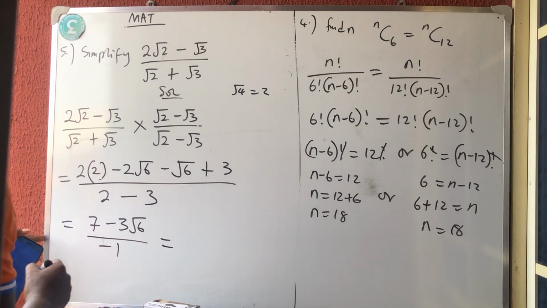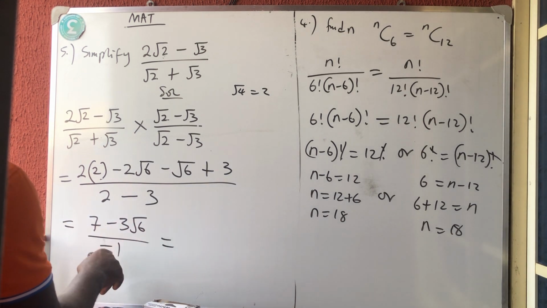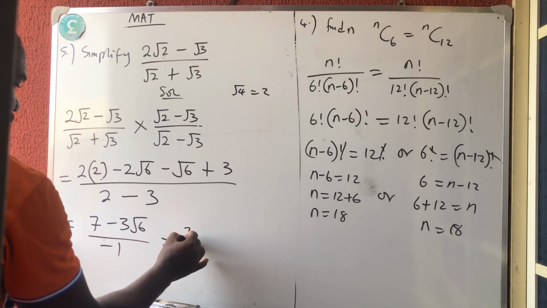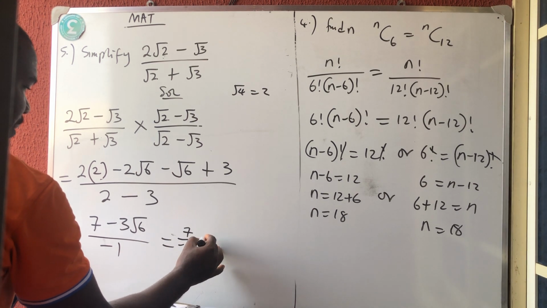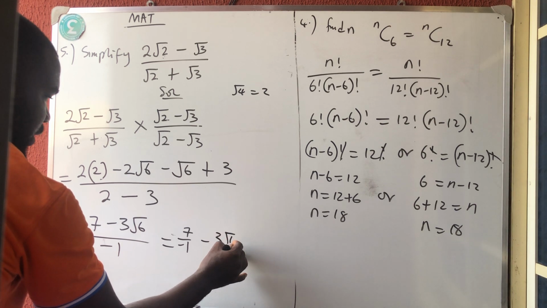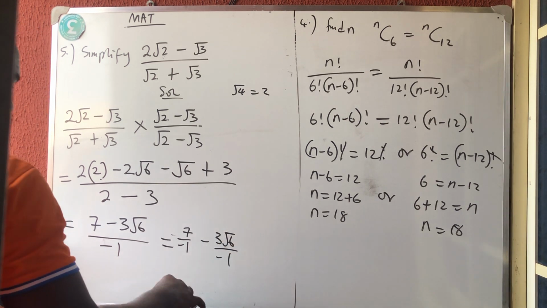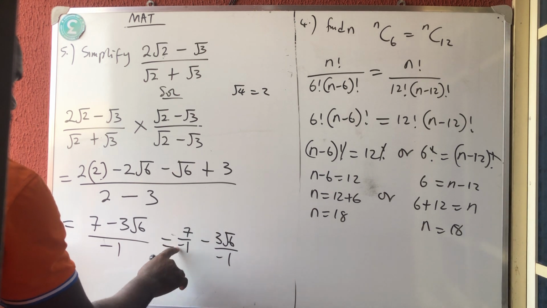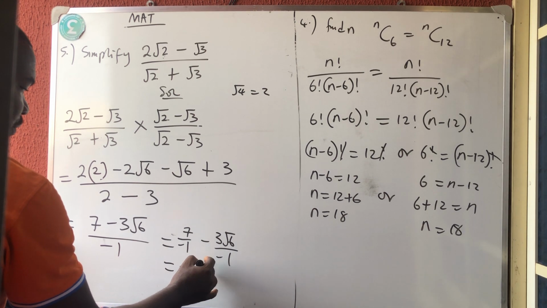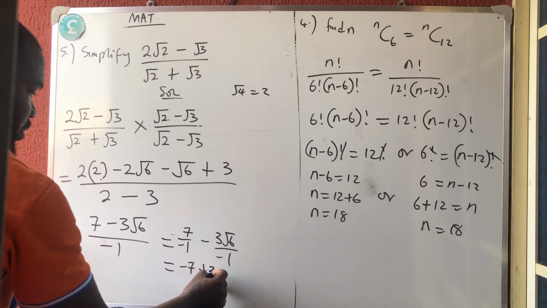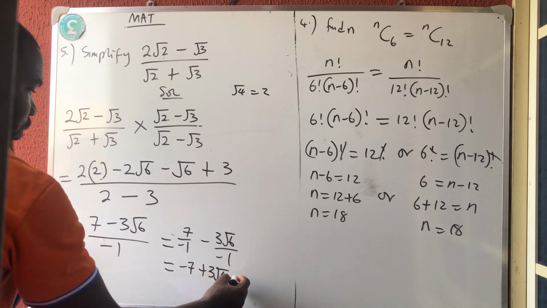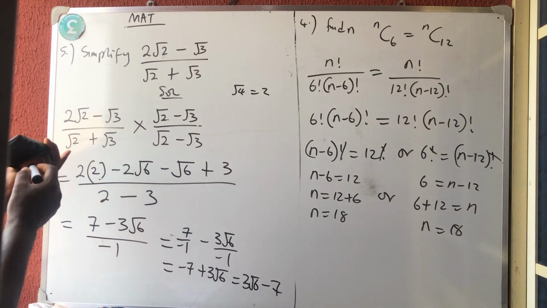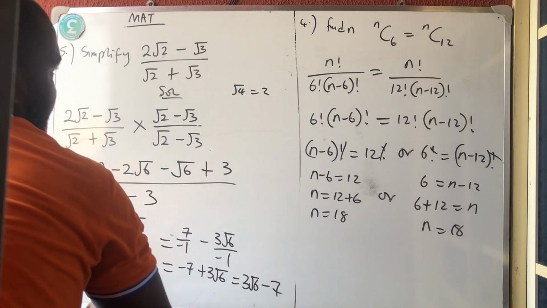Okay? Now let me share it for them. I can share the minus 1 for them, which is 7 divided by minus 1 minus 3 root 6 divided by minus 1. So minus plus is minus, which is minus 7. Minus minus is plus 3 root 6. Which can be written as 3 root 6 minus 7. Okay, so that is the answer for that.